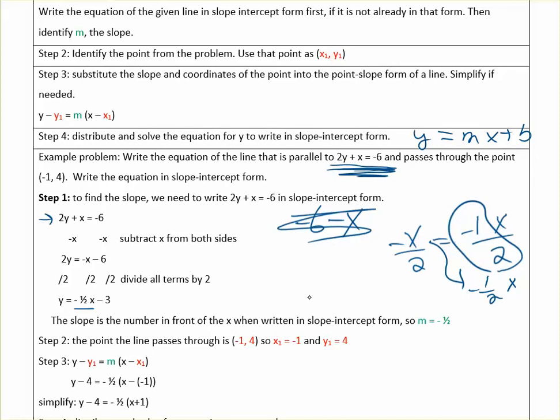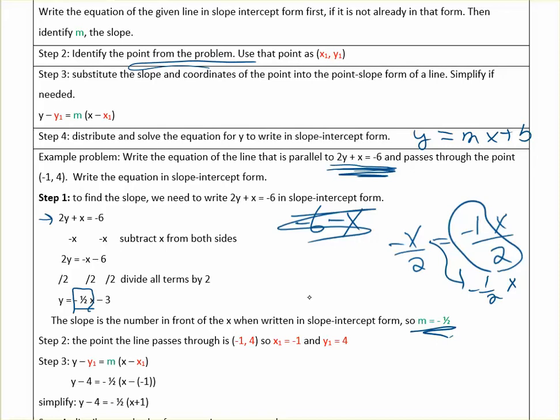The slope is the number in front of x. So now that I wrote it this way, I can see that the slope is negative 1/2. And you can leave it as negative 1/2. You don't have to change that to a decimal. All right, next step. Step 2 is to find the point from the problem.